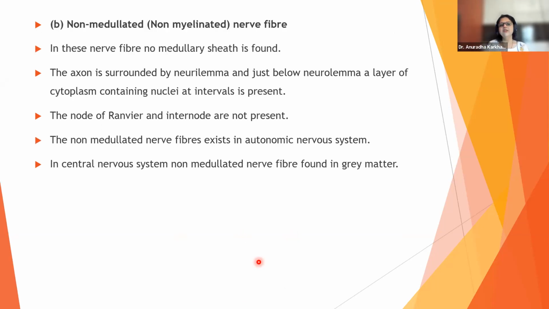Non-medullated nerves do not have any medullary sheath. Axon is surrounded only by the neurolemma, and just below the neurolemma, a layer of cytoplasm containing nuclei at intervals is present, but no myelin sheath. The nodes of Ranvier and internodes are not present. The non-medullated nerve fiber exists in ANS, not in CNS. In the central nervous system, non-medullated nerve fibers are found in the gray matter. Okay, so non-myelinated जो है उसको हम gray matter कहते हैं, myelinated को हम white matter कहते हैं. ये हमने किया है.